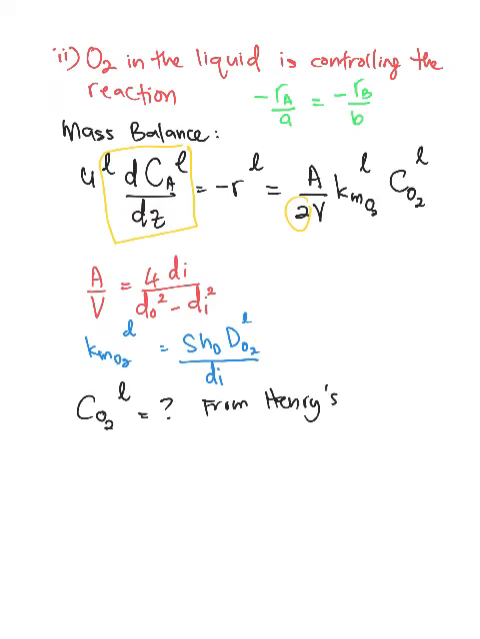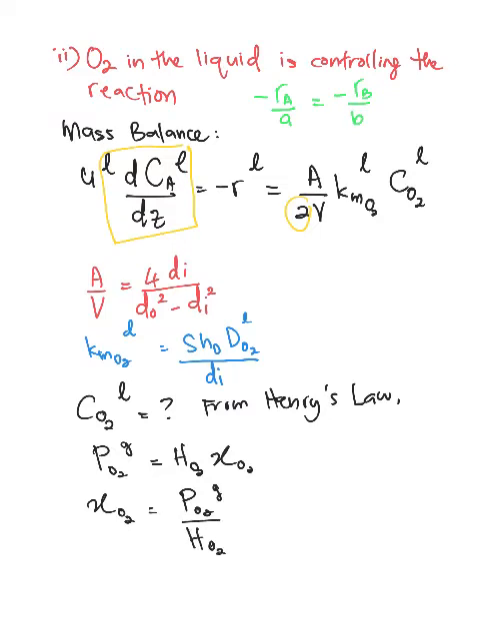Henry's law, first we need to determine the fraction of oxygen in liquid phase. So PO2 in gas phase, the partial pressure of oxygen in gas phase, multiplied with the Henry's law of oxygen and multiplied with the fraction of oxygen in liquid phase. So again, XO2 equals PO2 divided by the Henry's law constant.